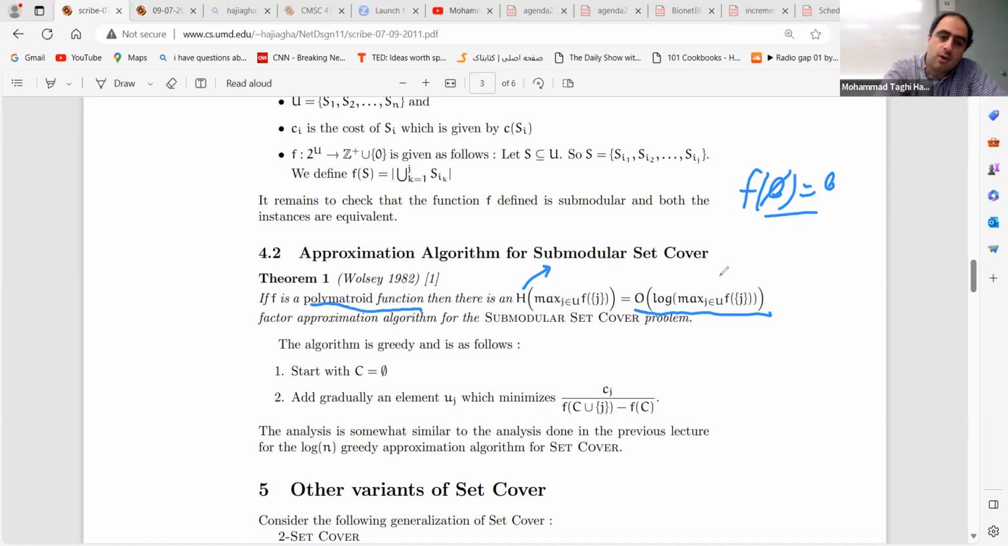What is the algorithm? The algorithm is a very simple greedy algorithm. You start with C0, C equal to the empty set. You gradually add an element u_j which minimizes this: the cost of c_j divided by the marginal gain that j gives to the cover C.